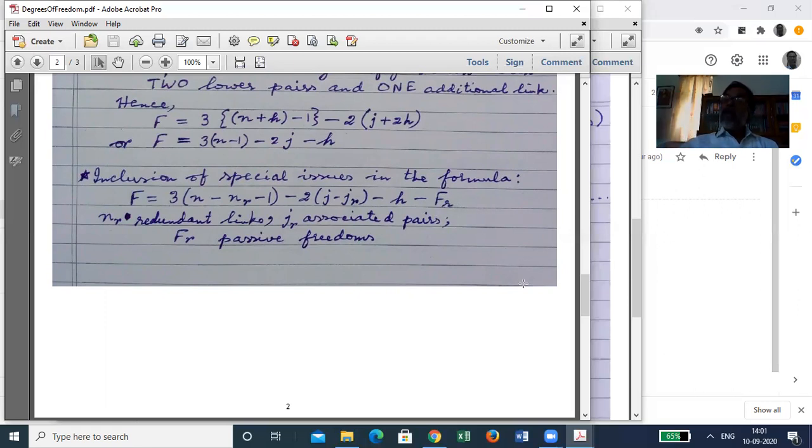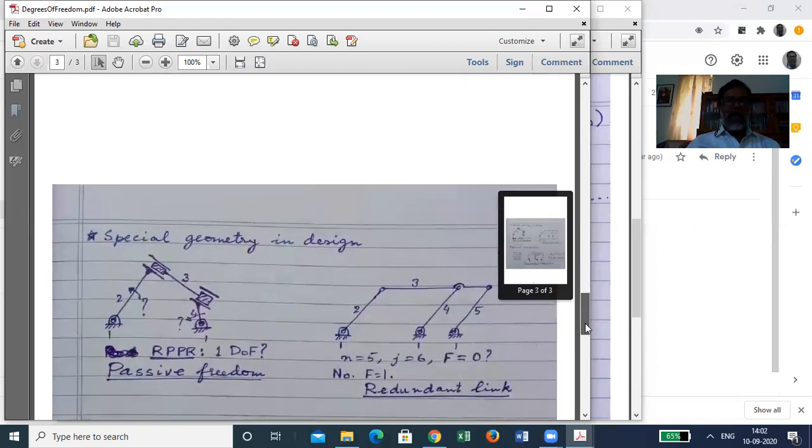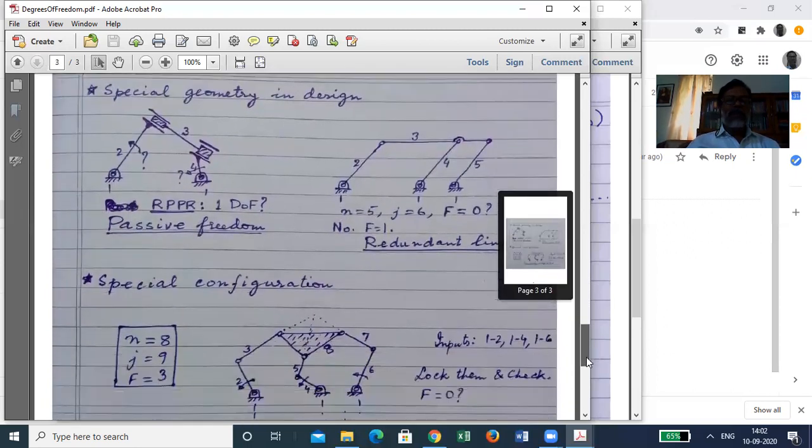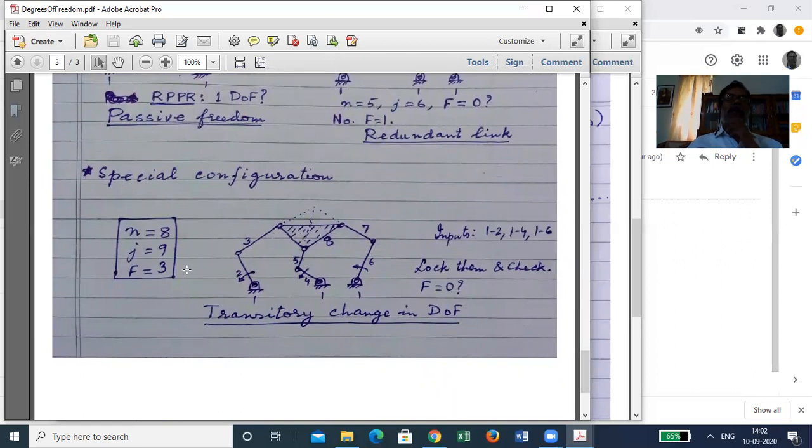What remains over and beyond that is not dependent on design, but it is dependent on some special configurations that may come once in a while. So sometimes in some special configurations, the degree of freedom formula breaks down momentarily, temporarily, only for that configuration and nearby region.